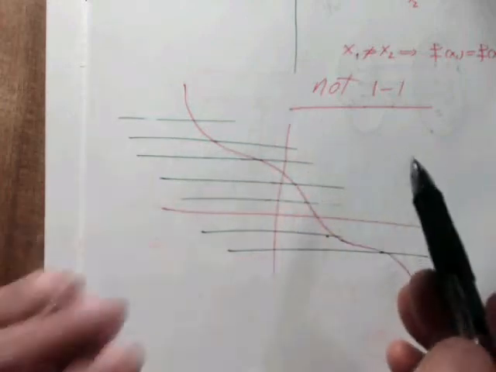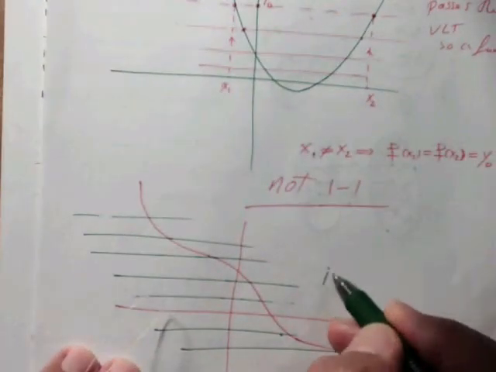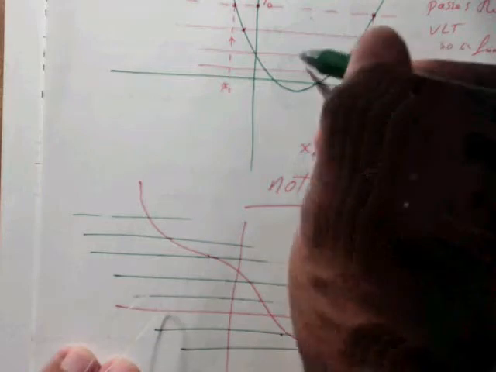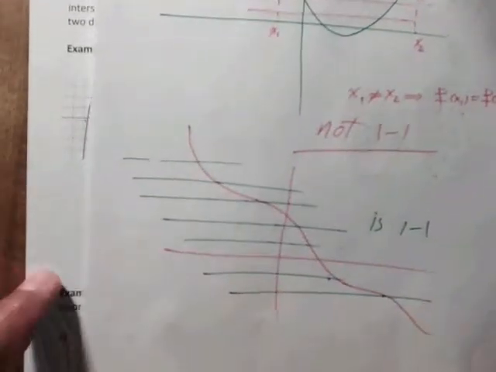Here, if I do a horizontal line, I get more than one point. So what's the difference between these two? This one is one-to-one, this is not one-to-one. You see? This is called the horizontal line test.